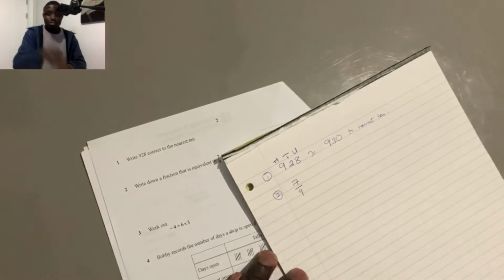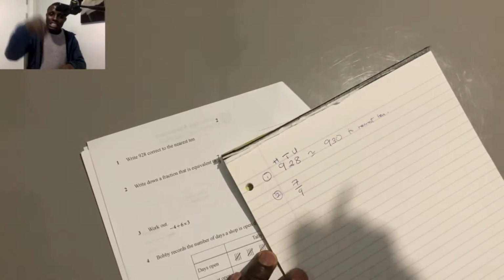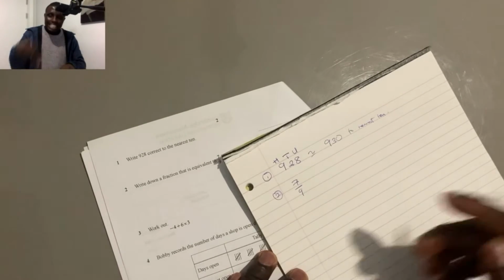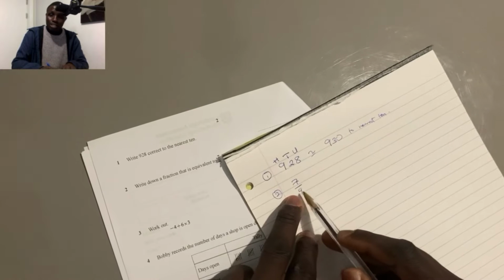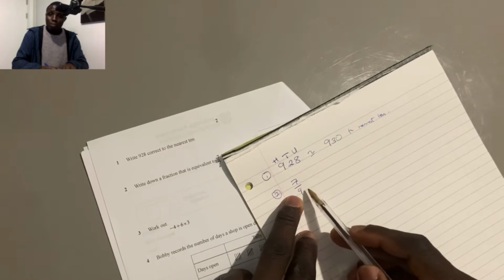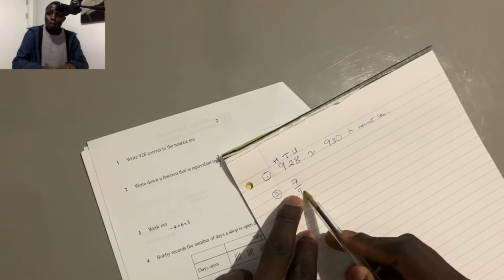Whenever you want to get an equivalent fraction of a fraction given to you, you are going to multiply both the numerator and the denominator of the fraction by the same number. So this is the fraction given to us, 7/9. The numerator is 7 and the denominator is 9. You multiply both the numerator and the denominator by the same number.